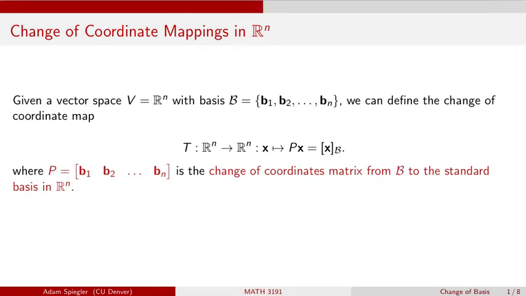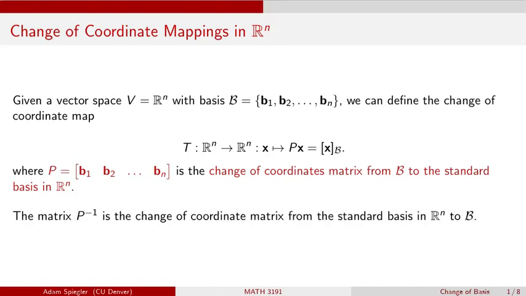And this map we saw can be achieved by applying what's called the change of coordinates matrix, which consists of n columns. Each column in this matrix is one of the basis vectors in our non-standard basis B. And sometimes we may want to go from a standard basis into some non-standard basis B. And so in that case, we just take the inverse of our change of coordinates matrix. We find P inverse, and that's going to be the change of coordinate matrix from the standard basis into B.